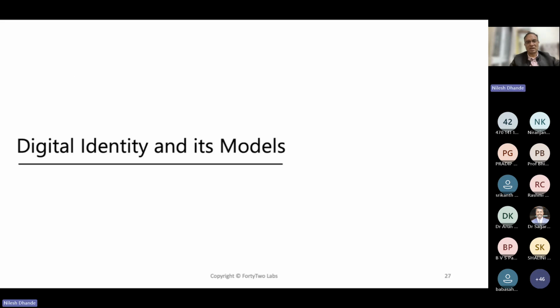Okay. Now, let me just take a pause here to see if you guys have any questions. Otherwise, let's now go to, so far what we have spoken about, we have spoken primarily around cryptography. What is our today's theme? Our today's theme was cryptography and digital identity. So what we are going to speak right now, we are going to speak about digital identity and its models.